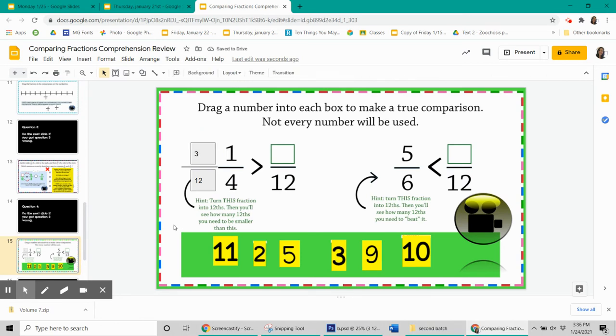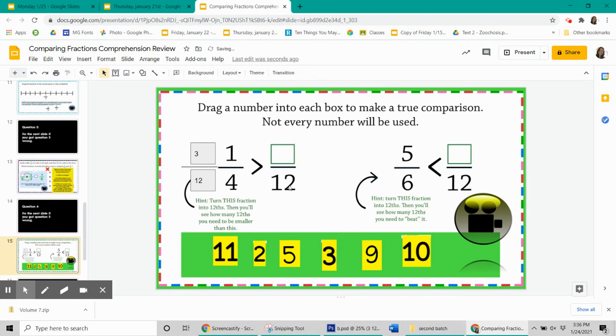Okay, now hold on a second. There's a trick here. Go back to what you're comparing. We're saying 3/12 is greater than something over 12, right? A lot of people might go ahead and put a 3 in here because you made an equivalent fraction, you've got a 3, woohoo, but that wouldn't be correct. Like, is 3/12 greater than 3/12? No, they're the same. So that's the trick there, don't put the same thing.